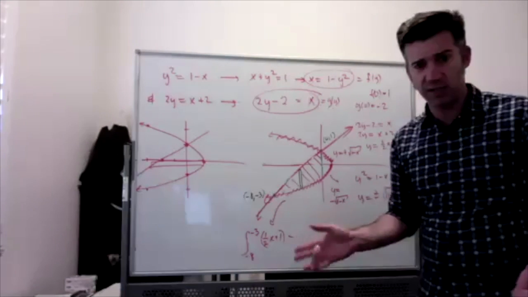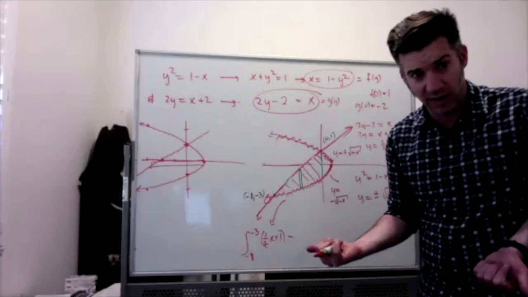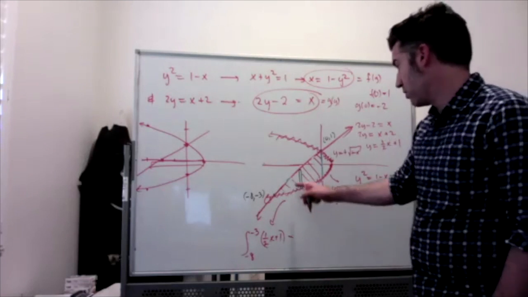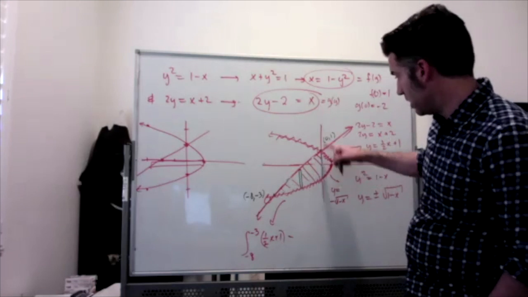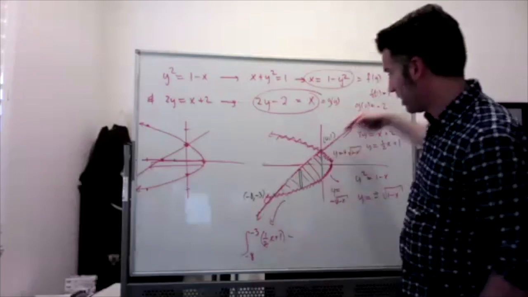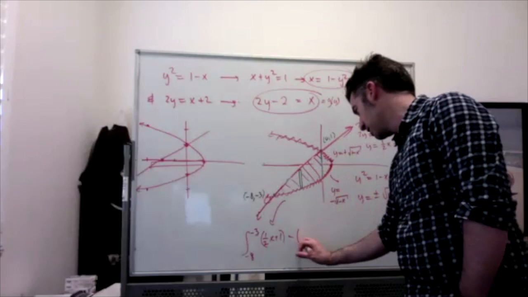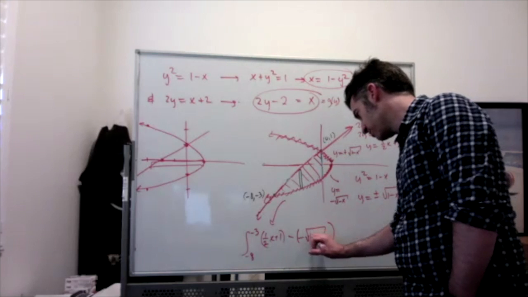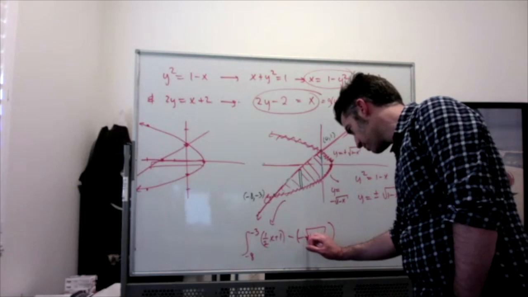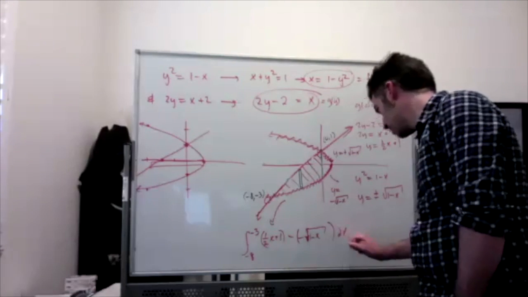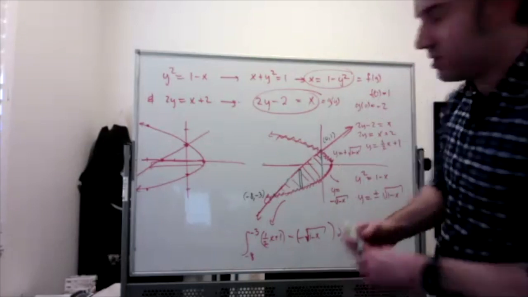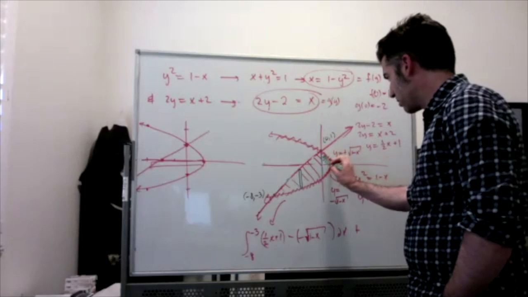So I hope you guys can all see it's a lot more work to do it this way. Right? We have to think a lot more about what's happening here. So for this region here, it's 1/2 x plus 1 minus the negative square root of 1 minus x dx. Plus, then we have to do this other dumb region here.